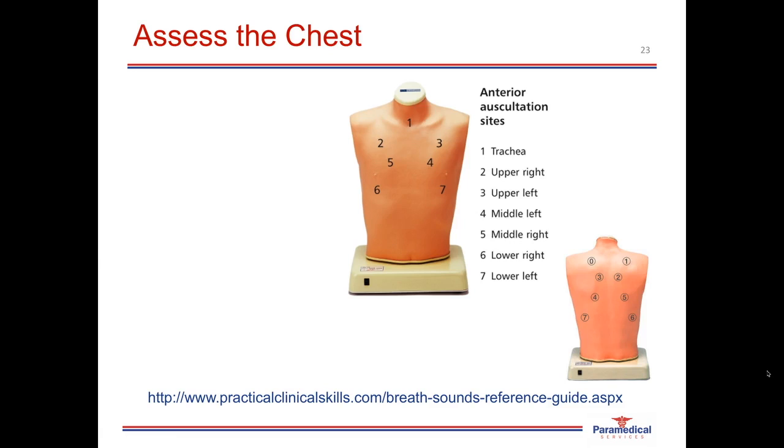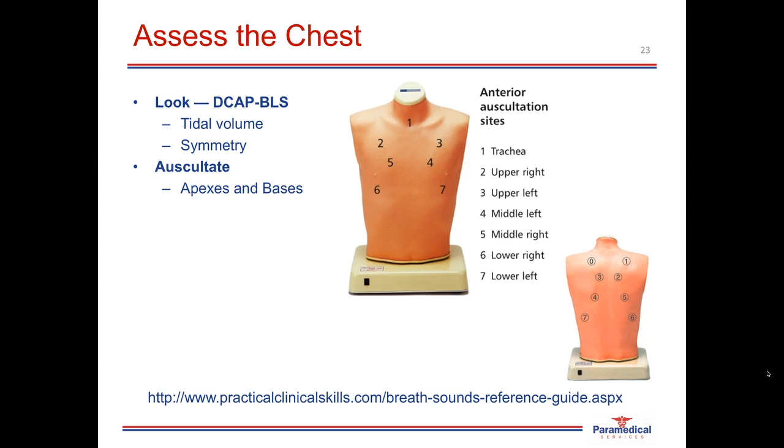Moving down from the neck to the rest of the chest, we follow the same principles of look, listen, and feel. First, look for any DCAP-BTLS. Look at the rise and fall of the chest, if there's a good tidal volume or if they're breathing quite shallow, and make note of that. Check for symmetry of the chest, as asymmetry or unequal chest rise and fall could indicate something like a pneumothorax or a tension pneumothorax, so watch out for that.